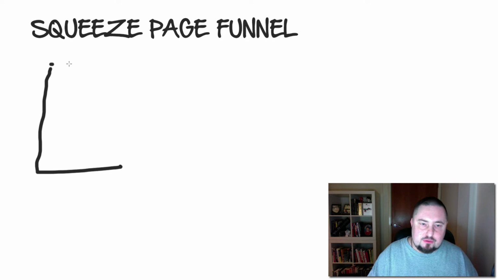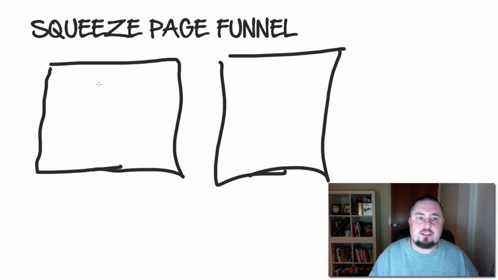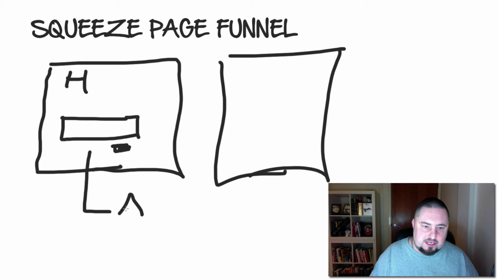So let me draw on the whiteboard so we can have a visual representation of what this is. We need 2 pages for this. The first page is going to be the squeeze page, and we put a strong headline there. I'll just put an H for that. Then we have an opt-in form there with a subscribe button. When someone subscribes to this form, they're then added to an automation sequence. So this is going to be your email follow-up sequence.